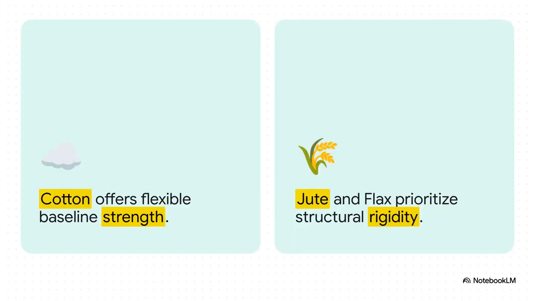But you might be wondering, how does standard cotton stack up against its stiffer cellulosic cousins like jute and flax? Well, while cotton offers a really great, flexible baseline strength, which actually gets even stronger when it gets wet, by the way, other plant fibers prioritize structural rigidity way over comfort.